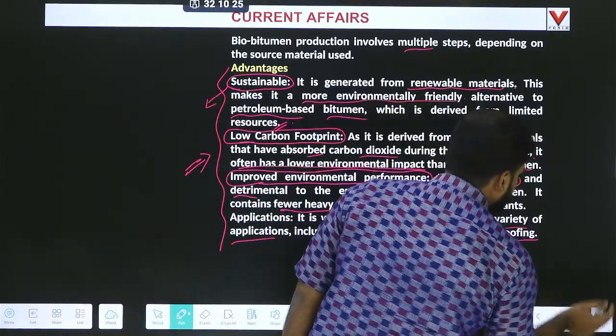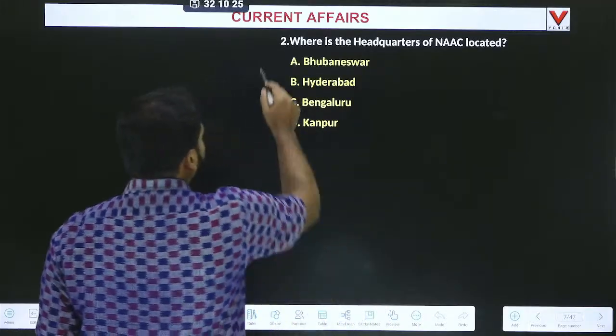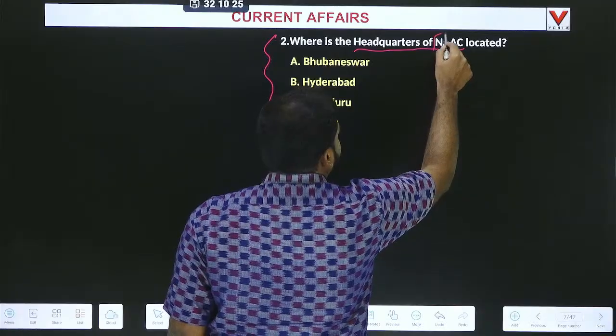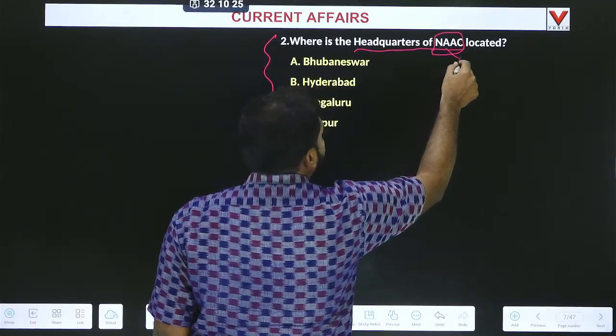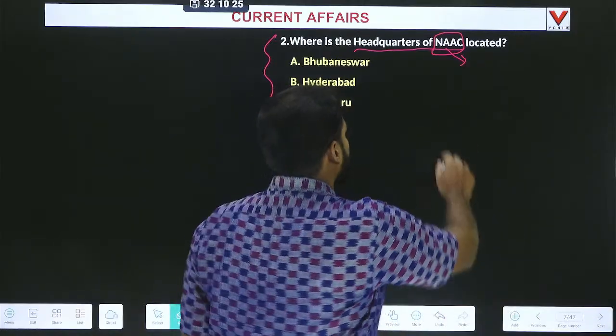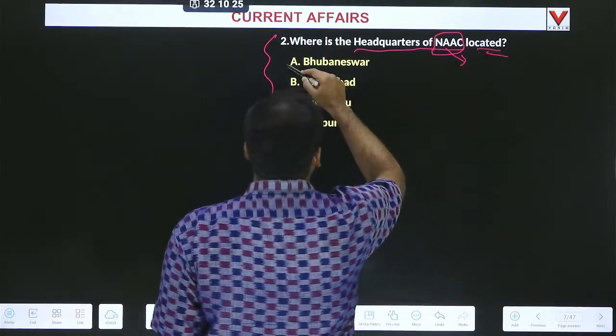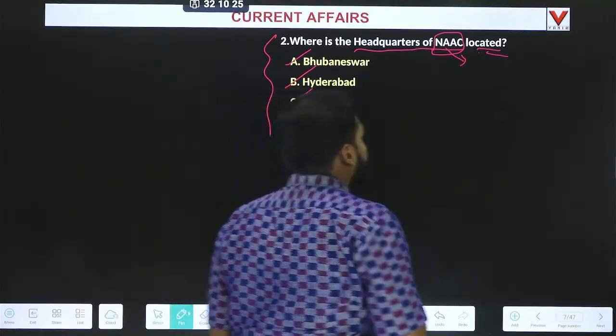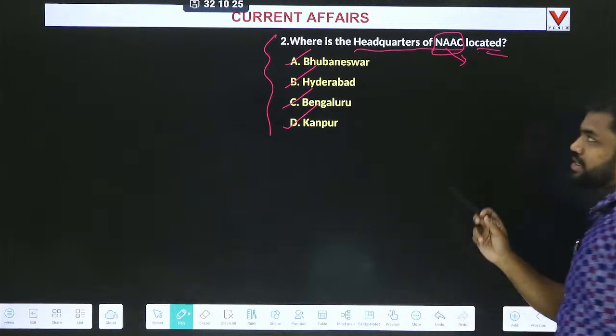Let's move on to the next question. Where is the headquarters of NAAC, the National Assessment and Accreditation Council, which gives accreditations to different universities, located? Option A is Bhubaneswar, option B Hyderabad, option C Bengaluru, option D Kanpur. Please attempt this question. We will discuss it after 10 seconds.